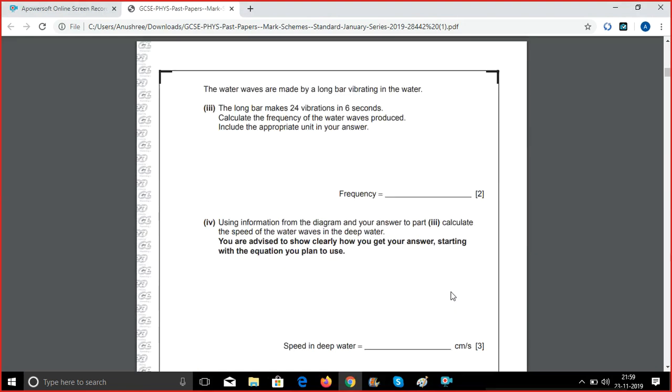Now we calculate the speed. Speed equals f times lambda. So f is 4, times lambda, which is 2.5. So 2.5 times 4 is 10. So the speed is 10 centimeters per second. That's the correct one.